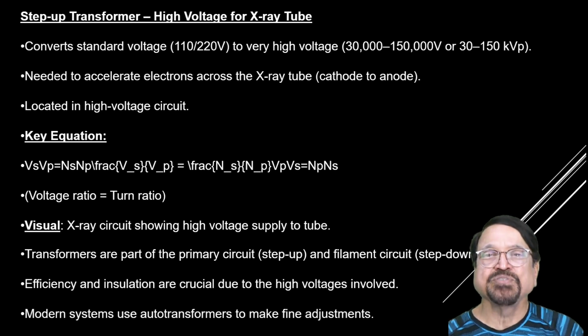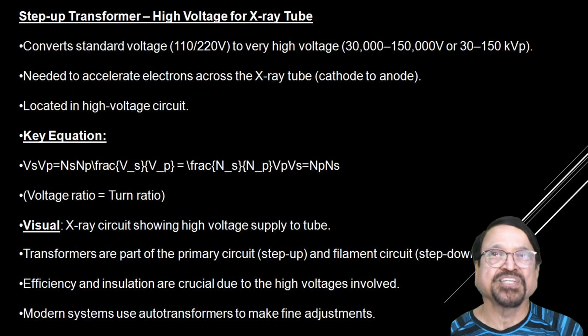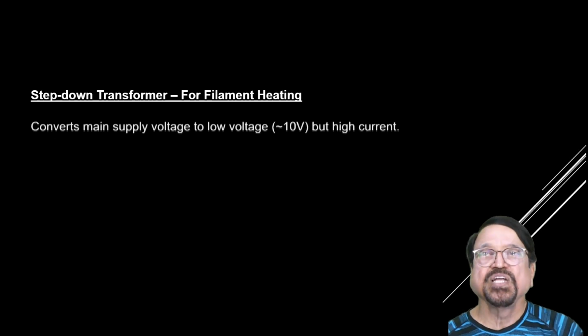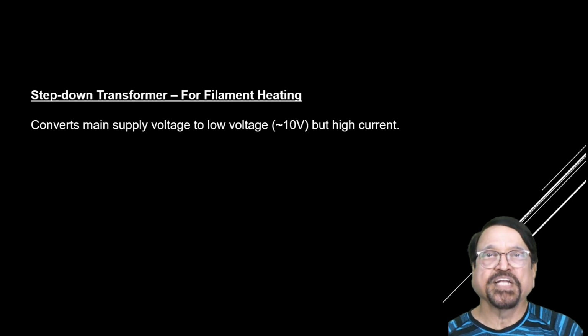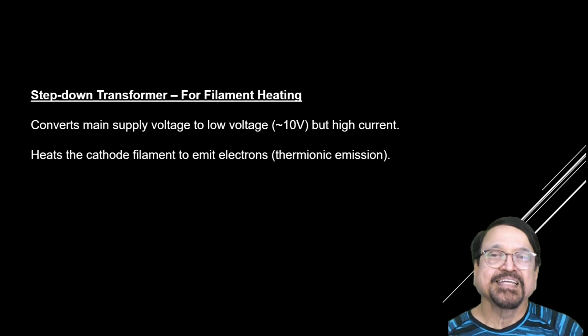In modern systems, we use auto transformers, and these are something different which we are going to study in this lecture only. Now what are the step down transformers? It converts main supply voltage to low voltage but with high current. That is for keeping the energy levels the same.